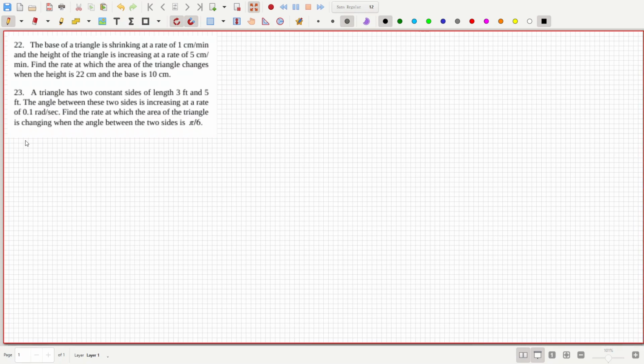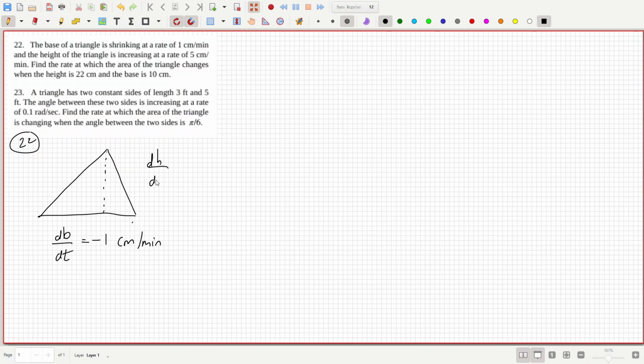The base of a triangle is shrinking at a rate of 1 centimeter a minute. So db/dt equals minus 1 centimeter a minute, and the height is increasing. The dh/dt is 5 centimeters a minute. Find the rate at which the area of the triangle changes at that height and base.